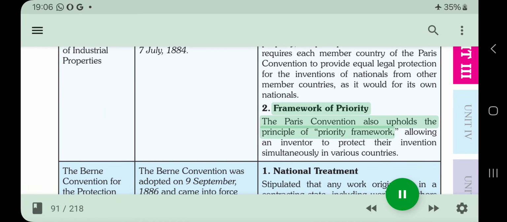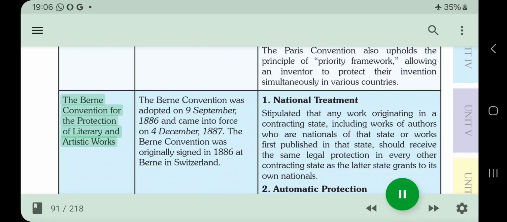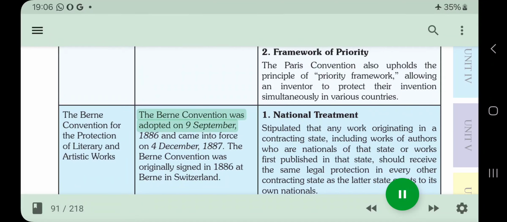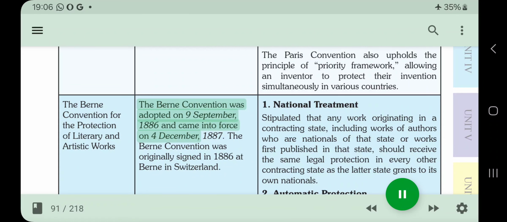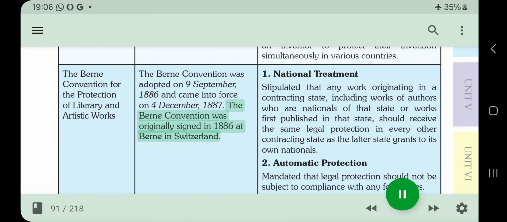2. Framework of priority. The Paris Convention also upholds the principle of priority framework, allowing an inventor to protect their invention simultaneously in various countries. The Berne Convention for the Protection of Literary and Artistic Works. The Berne Convention was adopted on the 9th of September 1886 and came into force on the 4th of December 1887. The Berne Convention was originally signed in 1886 at Bern in Switzerland.